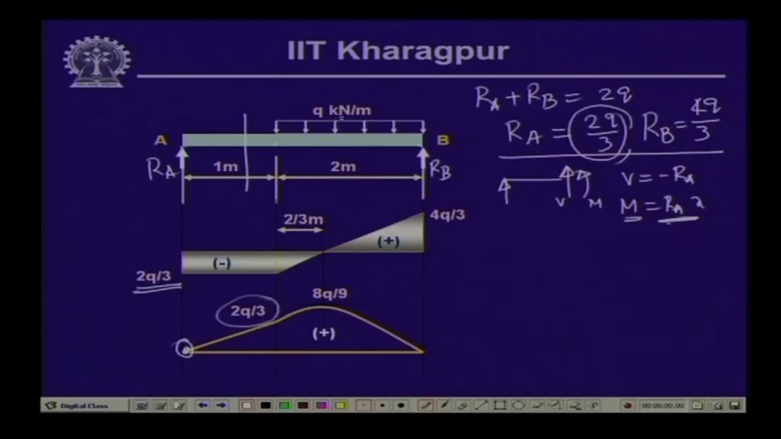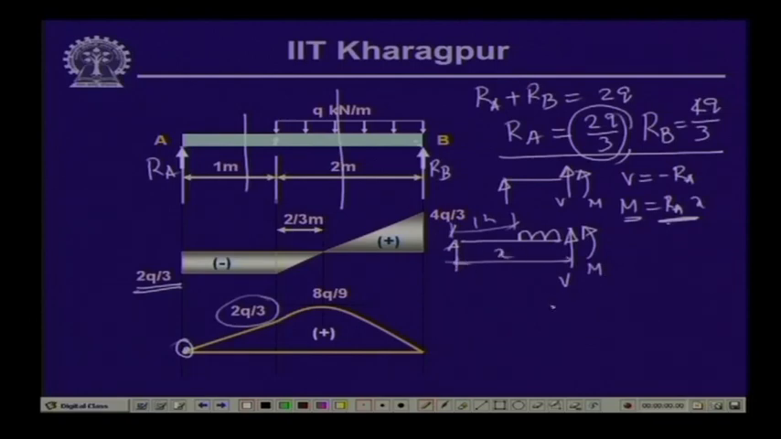Now, let us take another segment which gives us the value from 1 to 3. Now, if we take the free body diagram of that particular part, we have the reactive force over here. Now, we have the uniformly distributed load which is 1 meter away from this end, and at this section again we have V and the bending moment M. Let us call this distance as x.